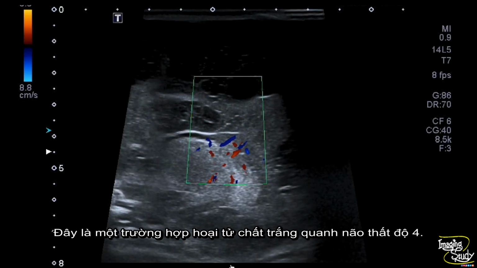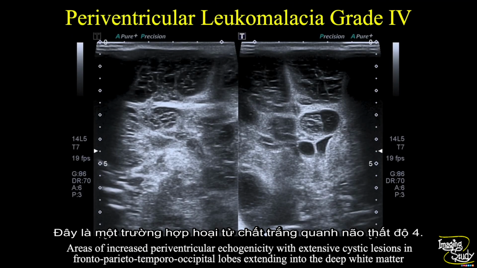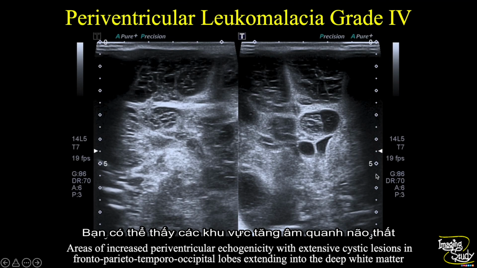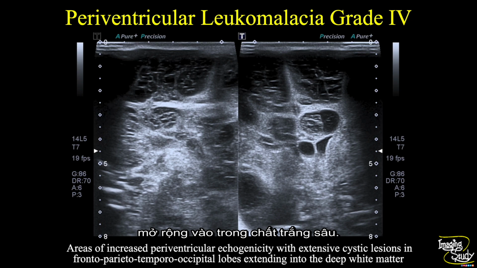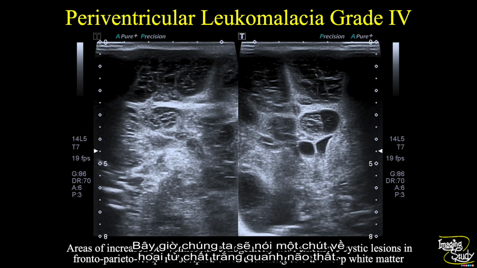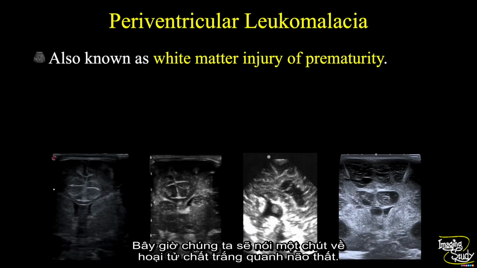So this is a case of periventricular leukomalacia grade 4, where you have seen areas of increased periventricular echogenicity with extensive cystic lesions in frontoparieto-temporo-occipital lobes extending into the deep white matter. So it definitely should have a very bad prognosis. So let's talk a little about the periventricular leukomalacia.